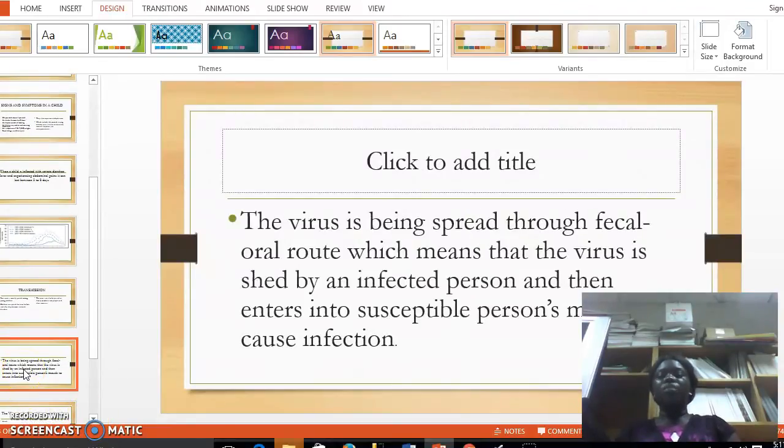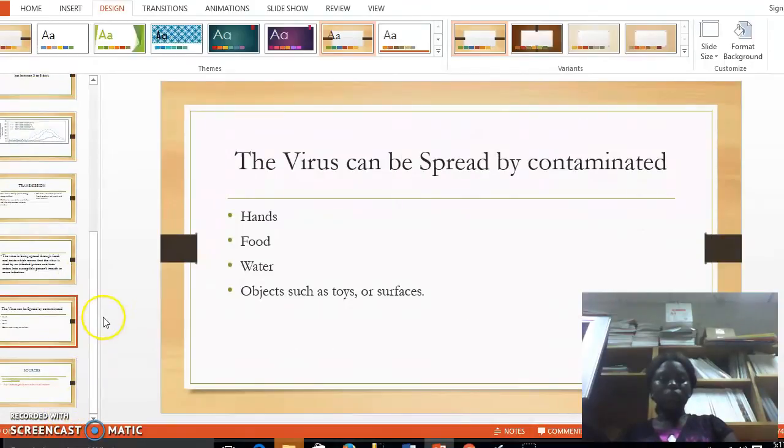The virus is spread through the fecal-oral route, which means that the virus is shared by an infected person and then enters into a susceptible person's mouth to cause infection. The virus can be spread by hands, food, water, and objects such as toys or surfaces.